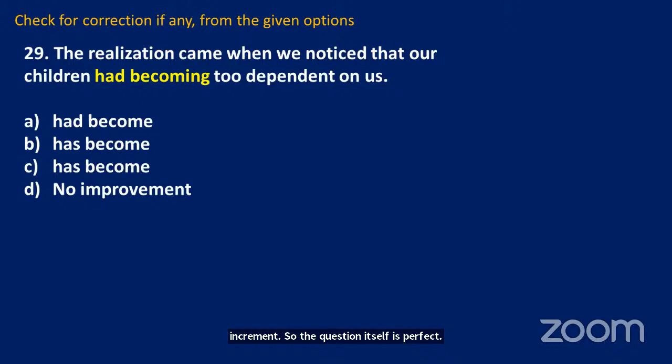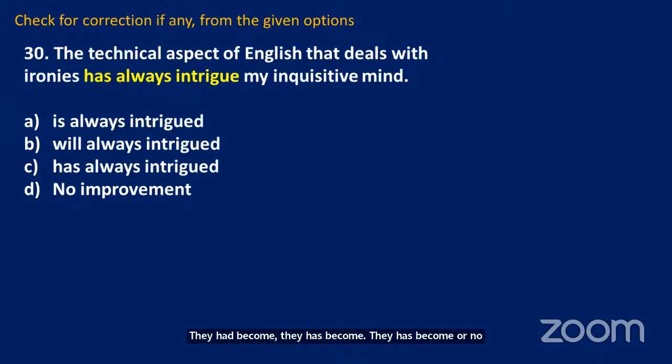See the next question. The realization came when we noticed that our children had becoming too dependent on us. They had become, they has become, or no improvement? You should write they had become.